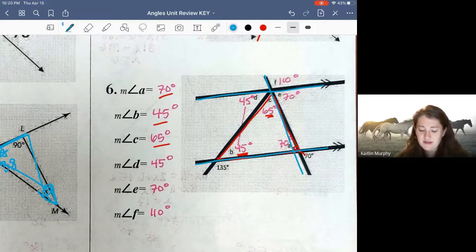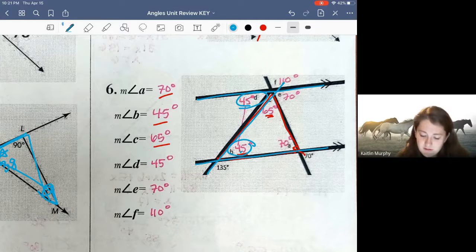So we have these alternate interior angles right there from that transversal, which are going to be equal. So that makes E 70 degrees. And if we check out this one as the transversal instead, we'll see that this angle and this angle are alternate interior angles. So those also have to be equal, both 45.